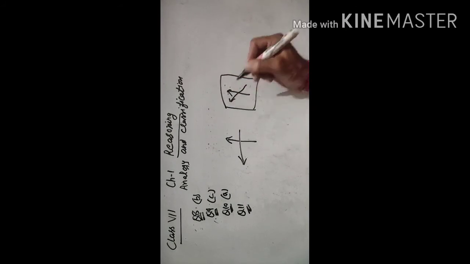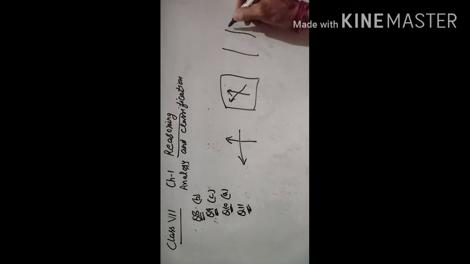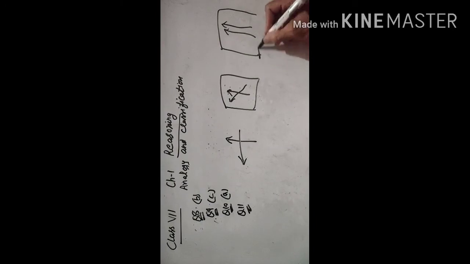Now third is, now the option is in D. Both the arrows are in the same direction. All the arrows are in the same direction, so the answer is D.